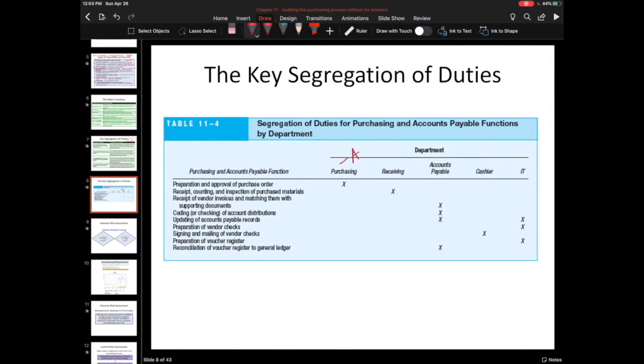Purchasing is this authorization, receiving custody, AP department is more about recording, cashier is about custody, IT department. People ask me this sometimes. The IT department is typically about authorization because they're going behind the scenes and giving people approvals and authorizations to their accounts. So they are giving that person authorization and access to update the AP records. So IT is really more of an authorization function when we talk about it this way.